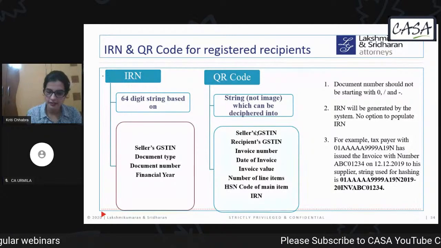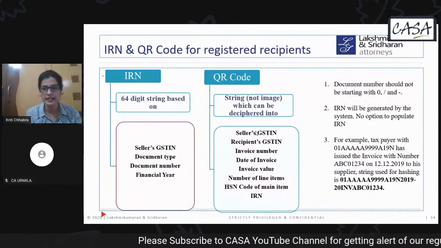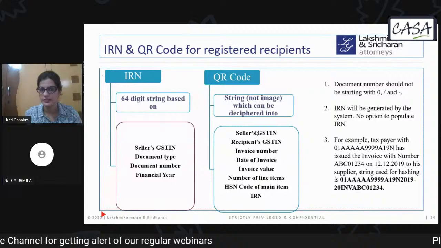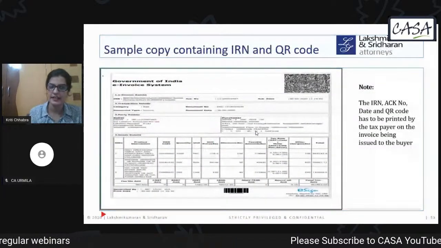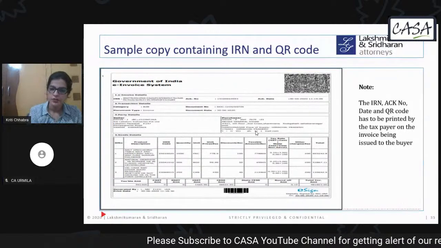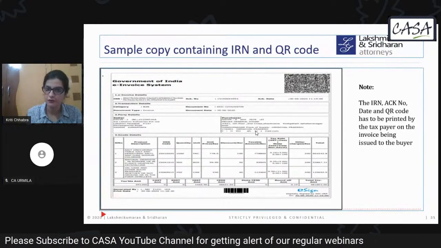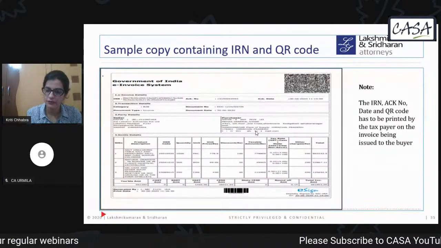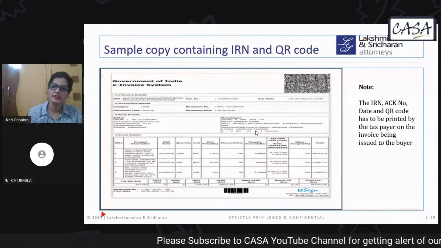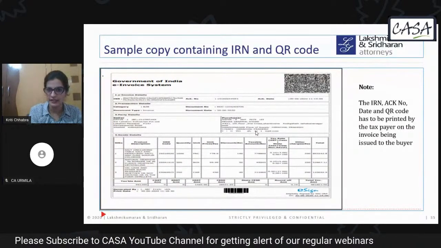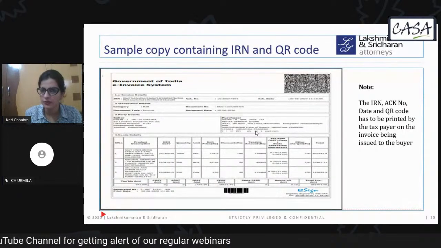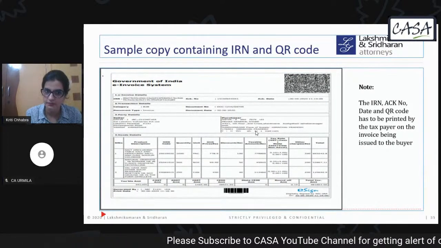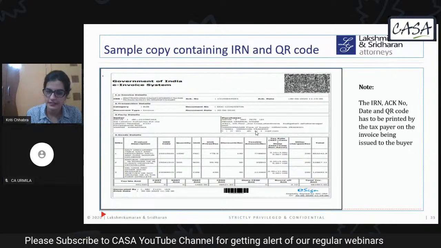These two, that is the IRN as well as the QR code, you have to mandatorily affix on your invoice to make it a valid invoice. So this is the concept of IRP. This is a sample copy containing the IRN and QR code. This is the readable version converted from the JSON format. Once the IRP system gives you this JSON format, and if your system is capable enough to convert or read that JSON format, then it will look like this, wherein on the right hand side of the upper part you can see there is a QR code. Then on the left hand side, there is an IRN number, acknowledgement date, and certain other relevant details in tabular form.